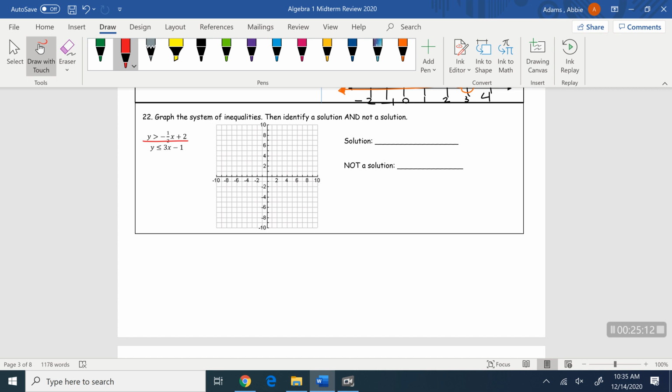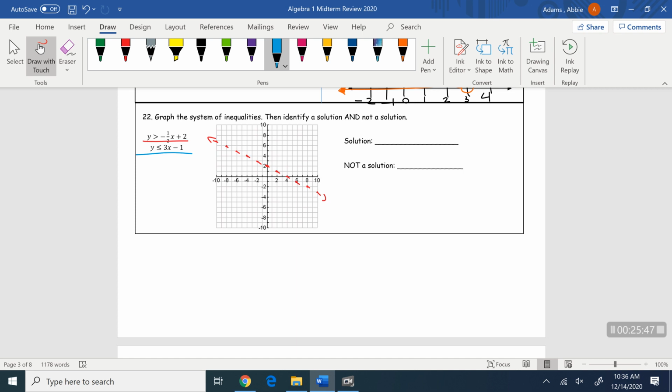It's y is greater than negative 1/2 x plus 2. So our y-intercept's at positive 2. Our slope is negative 1/2, so down 1 to the right 2, or you can go up 1 to the left 2. And this is greater than, so it's going to be a dashed or dotted line. So I'm pretty much just going to keep it the way I have it. And I'm going to be looking at everything greater than that line, but I don't want to shade it yet. I want to go ahead and graph my other line.